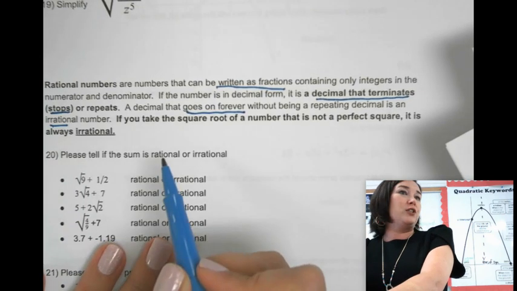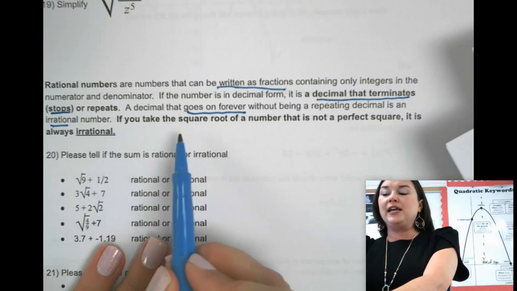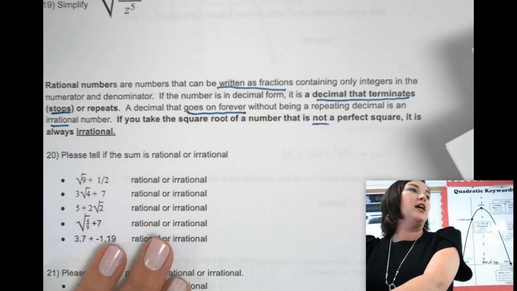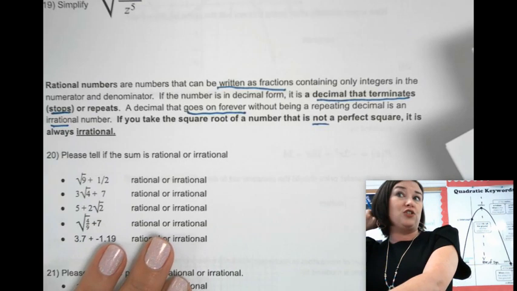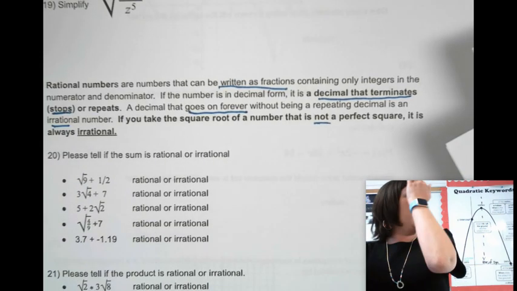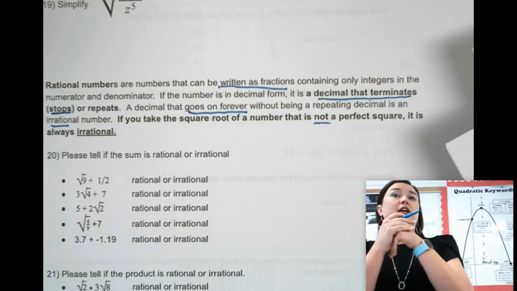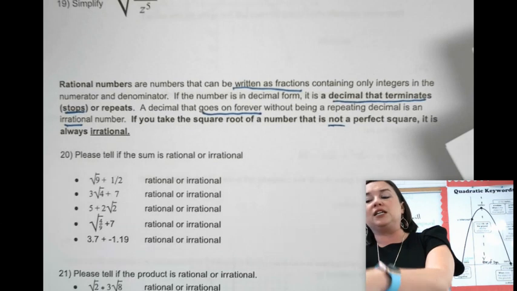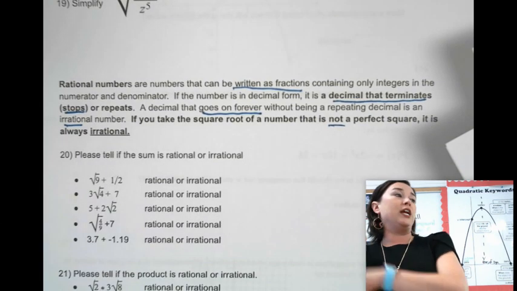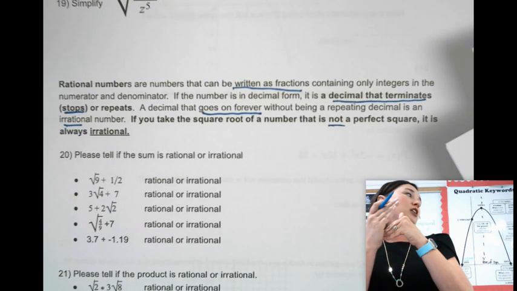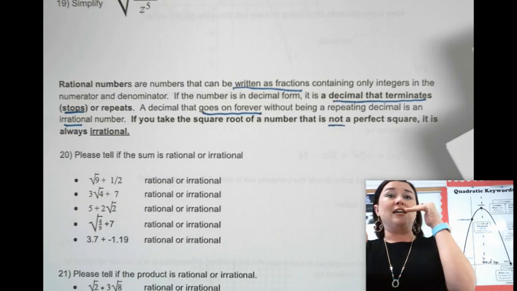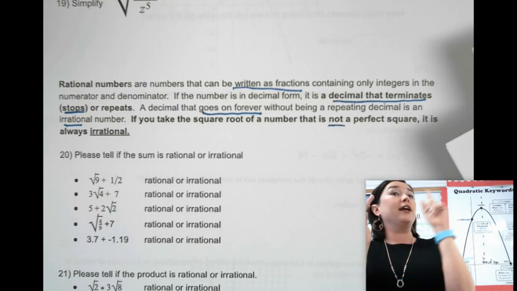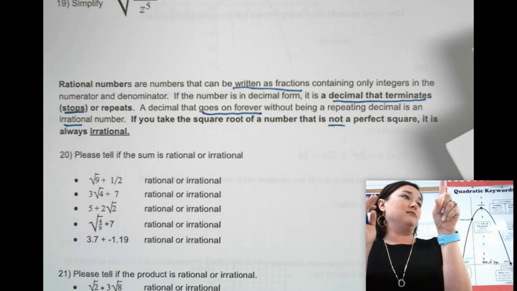This is the biggie for your test coming up. If you take the square root of a number that is not a perfect square, it is always irrational. So the square root of a number that is not a perfect square is always irrational. So when you're looking at number 20 and it says, please tell if the sum is rational or irrational, you got to ask yourself, does it have a square root that is not a perfect square? Or it could have the letter pi in it.